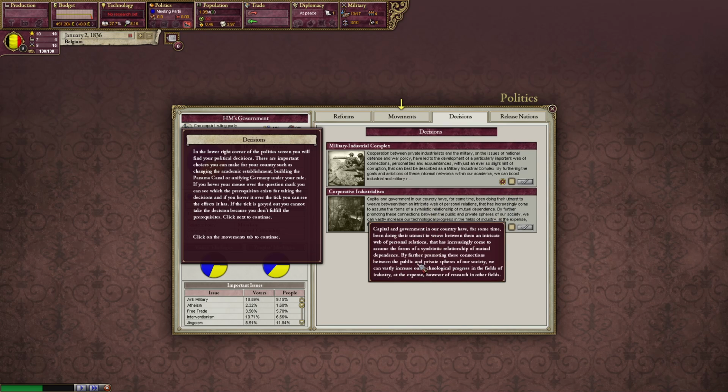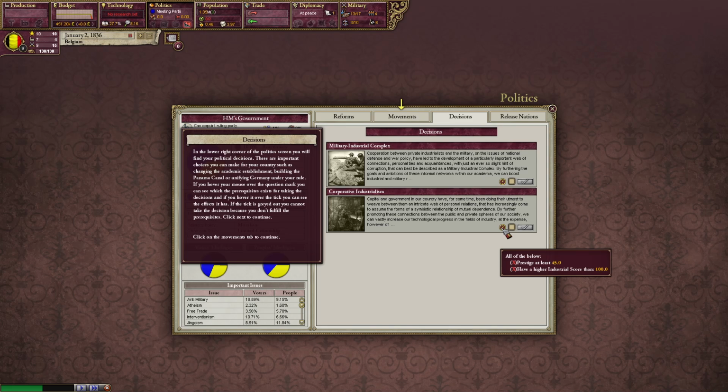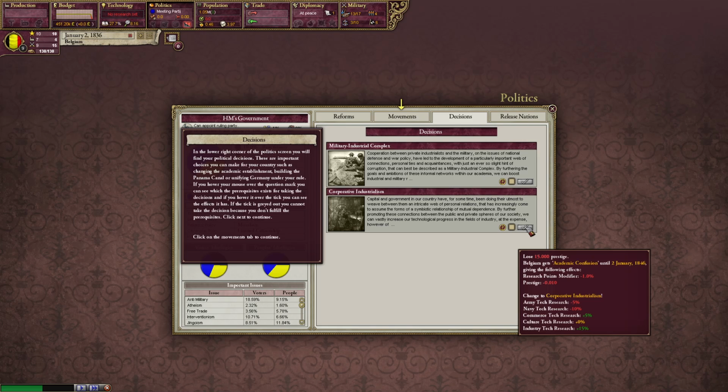Now, on cooperative industrialism, it's the same. You can choose one or the other, I would guess. And the ticks would be you lose 15 prestige, you get academic confusion, research points modifier is minus 1%, prestige is minus 0.01. And this time it's the commerce and industry that gets affected. Your culture, your Navy and Army gets sent down.